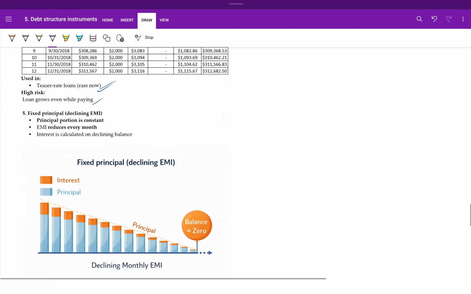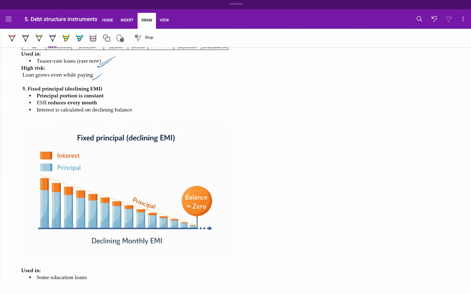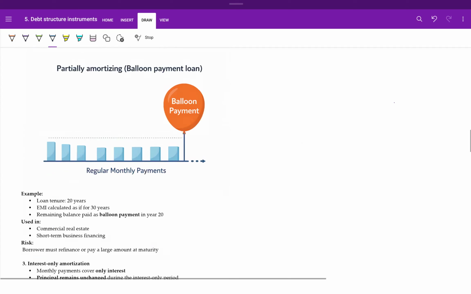Now the last type of amortization. Actually, the second last: the fixed principal, or declining EMI. As you can see here, the principal is being paid off. The principal portion is constant and the EMI reduces every month. So fixed principal means declining EMI. The characteristic here is that the principal portion is constant each month. I am not declining the principal portion; I am saying it is constant each month.